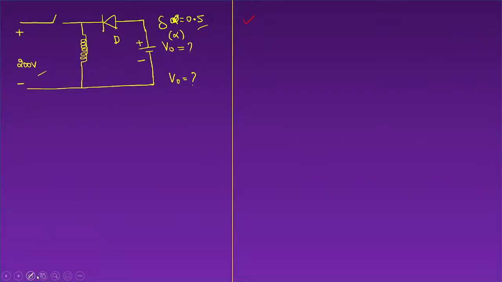Sure. So let me try to bring out the answer. It is a very easy question. We know the value of V naught average can be written as delta upon 1 minus delta times the source voltage. Sir, how did you write it? What type of converter is it? Tell me now. You all know this given converter is a buck boost converter. Yes or no? Yes, it is a buck boost converter.